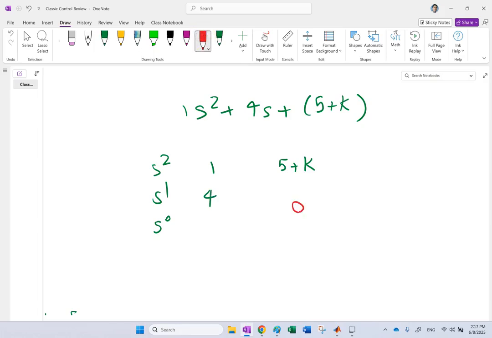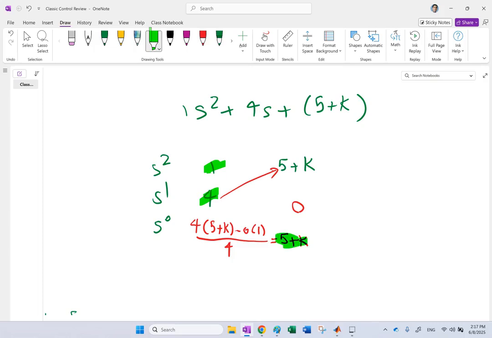And here, this one is going to be 4 times 5 plus k minus 1 times 0, divided by 4, correct? So let me write it for you, which is simply 5 plus k. And now you look at the coefficients in the first column. So you look at this one, this one, and this one. And remember that this k here is always positive.